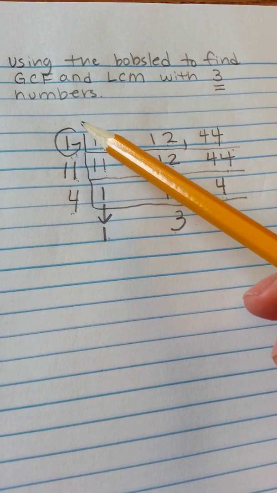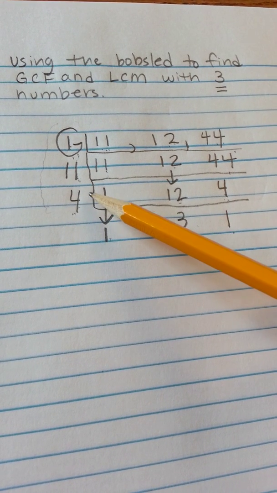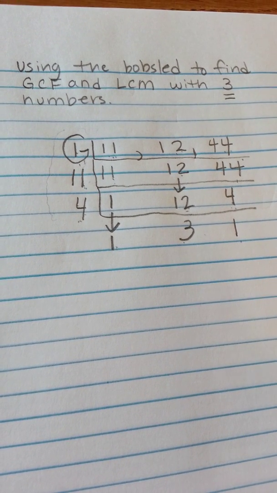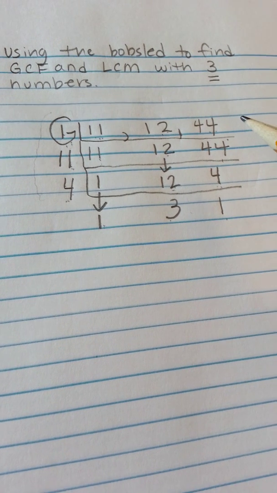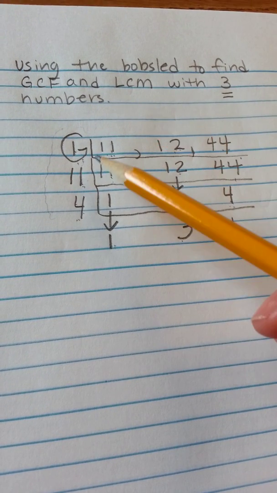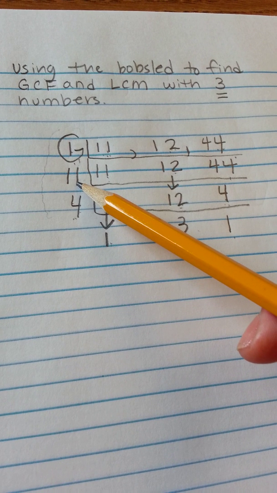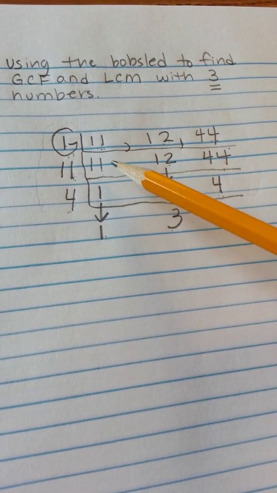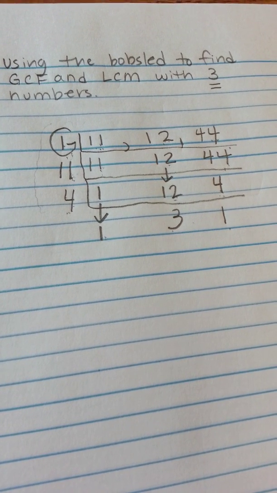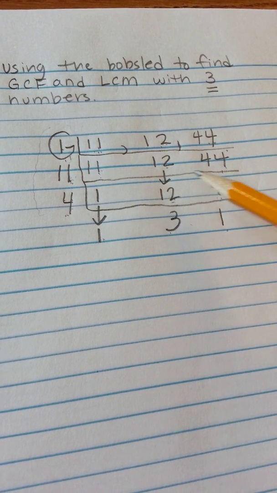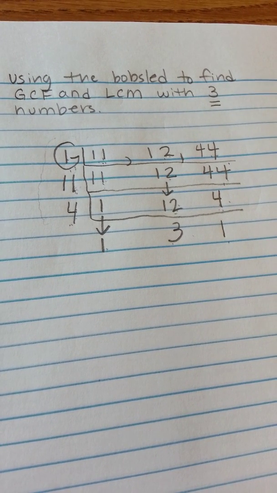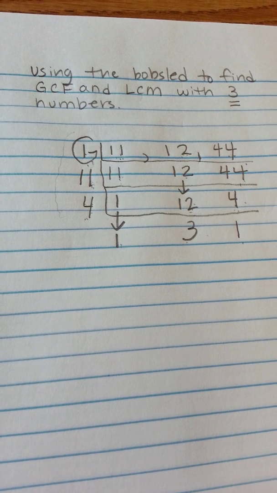A lot of people get confused and they try to use 1, 11, and 4 and multiply these numbers. That's not correct. To find a common or greatest common factor, it has to be common for all three numbers. As you can see, this 11 is not common for all three numbers because it only goes into this number and this number. It does not go into 12. 4 is also not common for all three numbers. It only goes into this number and this number. Therefore, our greatest common factor is our 1.